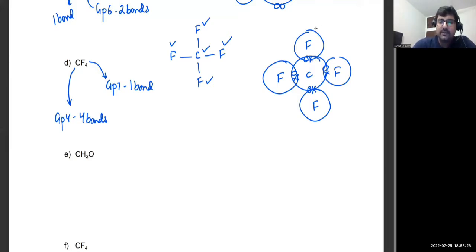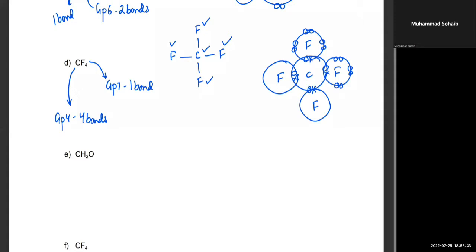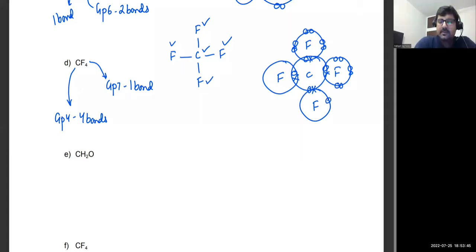So fluorine will have 6 more electrons. This fluorine will also have 6 more, and all of them will have. So now all of them have 8 electrons. Okay, that's it.